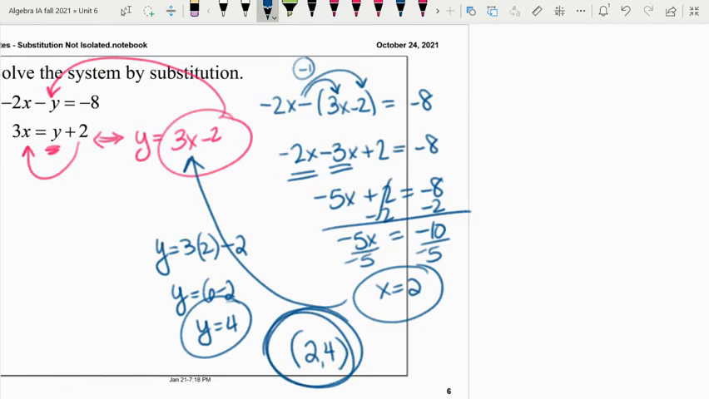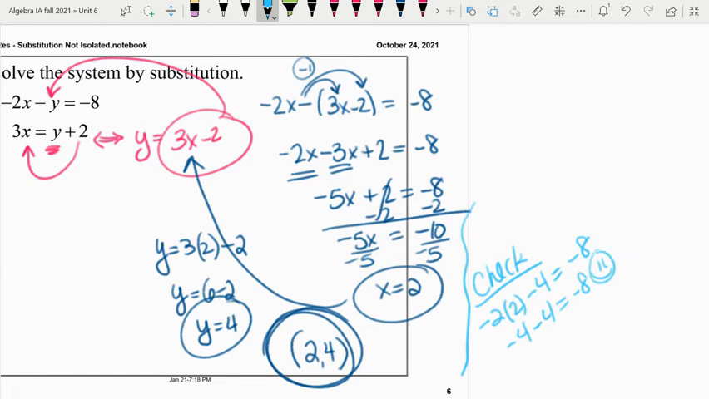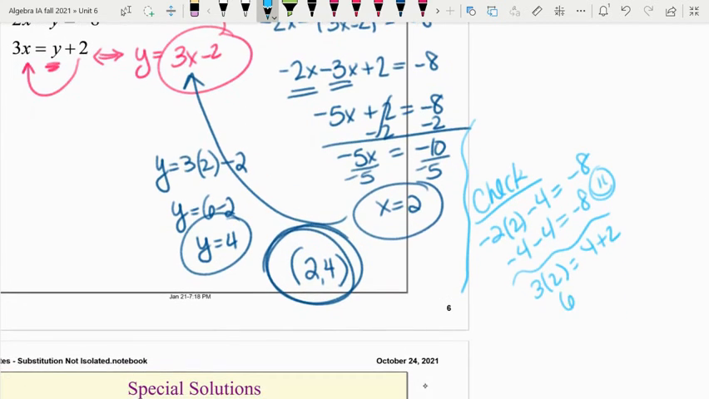Again, I like to do a check on these, so let's check. So the first equation would be negative 2 times 2 minus 4. Does that equal negative 8? Negative 4 minus 4 equals negative 8. Yep. And then the last one, does 3 times 2 equal y plus 2? So that's 6 equals 6. The answer is yep. My answer is there.